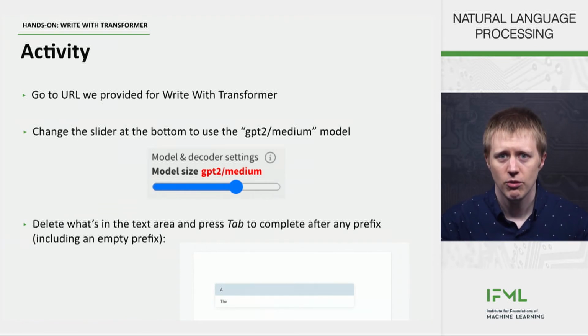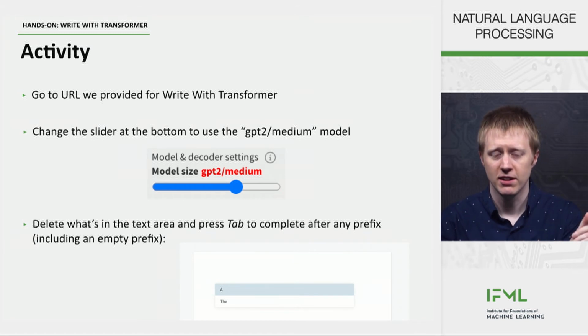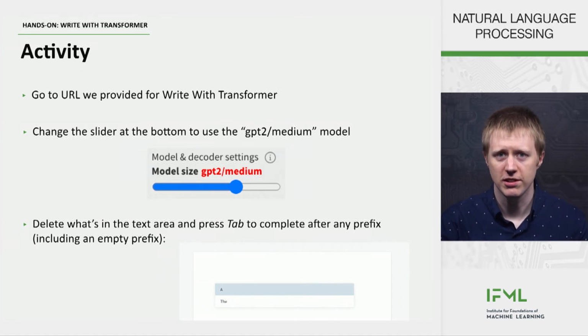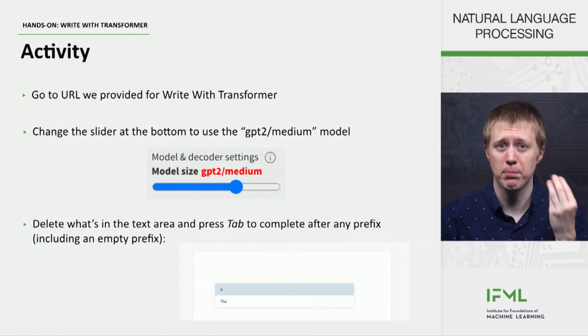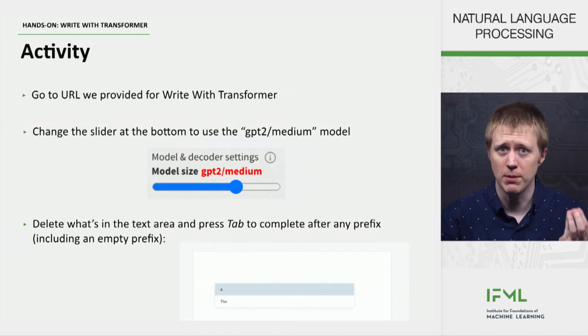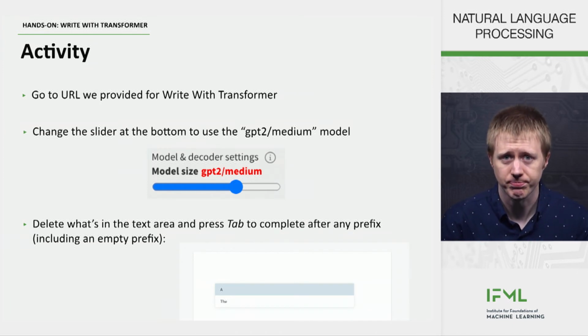Okay, so we're going to get to play around with these, and there's a web demo. So we've given you a URL separately that you can navigate to find this Write with Transformer demo. So the first thing I want you to do is, at the bottom left of the page, there should be a slider that lets you pick a model size. And the model I want you to use is the GPT-2/medium model. This one's a little bit bigger than the basic one they start you off with. It has more parameters and more layers, so it's going to do a better job of predicting the next word.